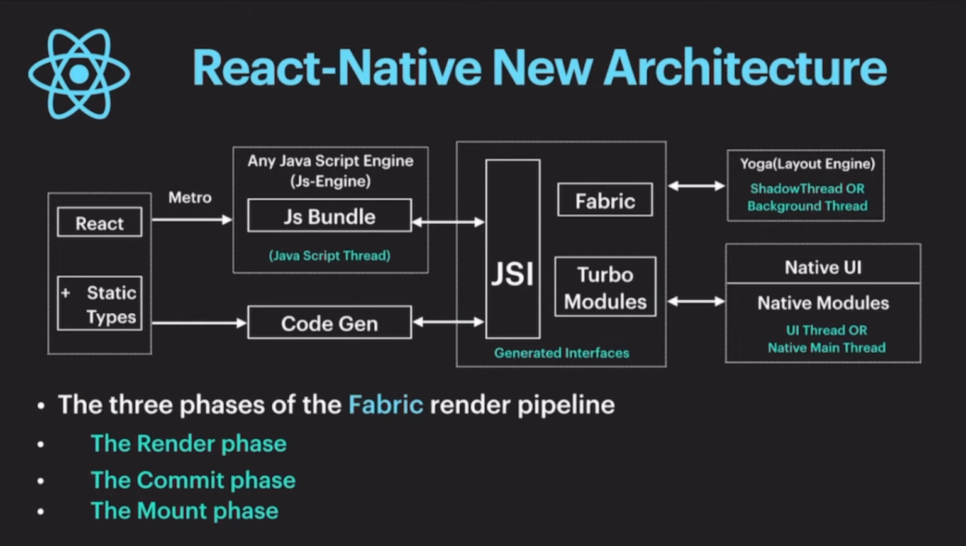So the three phases of the Fabric render pipeline we use: first is the render phase, second is the commit phase, and third is the mount phase.